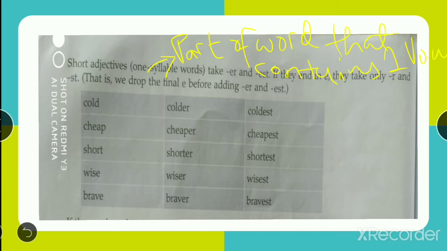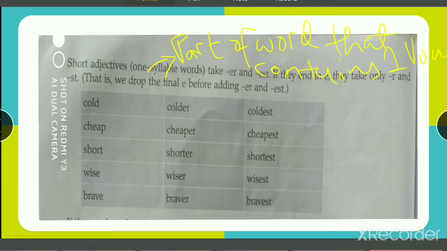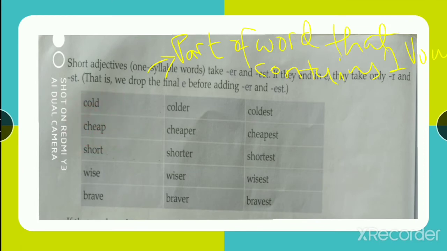Now over here see, cold, cold. Only one time you are having O sound over here, right? Now say cheap. Though here E and A both are vowels, isn't it? So it is not a two syllable word, it's only one syllable. Why? Because when we pronounce cheap, so E sound is coming in, that's only once, right? So that is one syllable. Is it clear or not?